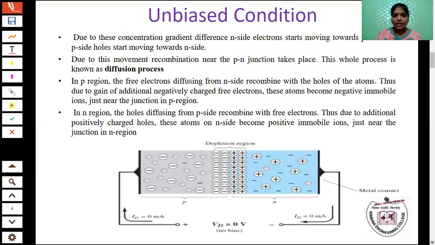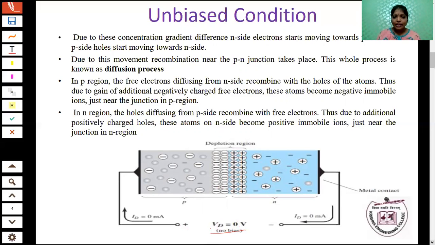We are going to see the working of the PN junction diode under 3 conditions. The first condition is the unbiased condition. Then we are going to see the forward bias and then the reverse bias condition. What is the meaning of unbiased? Unbiased means we are not going to apply any external voltage to the diode. We are simply looking at the construction of the PN junction diode. Here there is no supply applied, that is VD is equal to 0 volt. This is nothing but the unbiased condition.